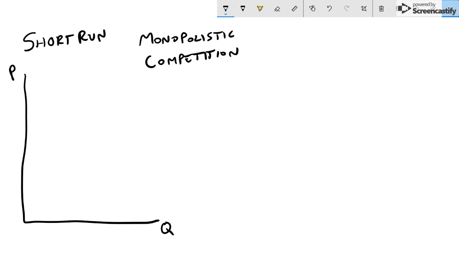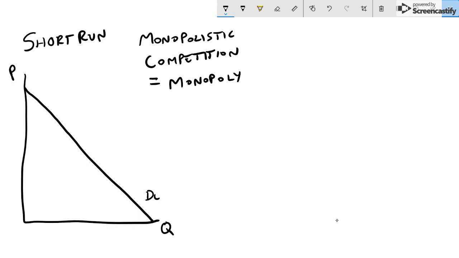Now the short run for monopolistic competition is going to be the exact same as our monopoly graph. Okay, so start here, right? Because we only have one firm, the demand curve that firm faces is equal to the market demand curve, right? So we draw a demand curve. Now we're also going to have marginal revenue here. Okay, now firms also face cost curves, right? Just like they did in the other markets.